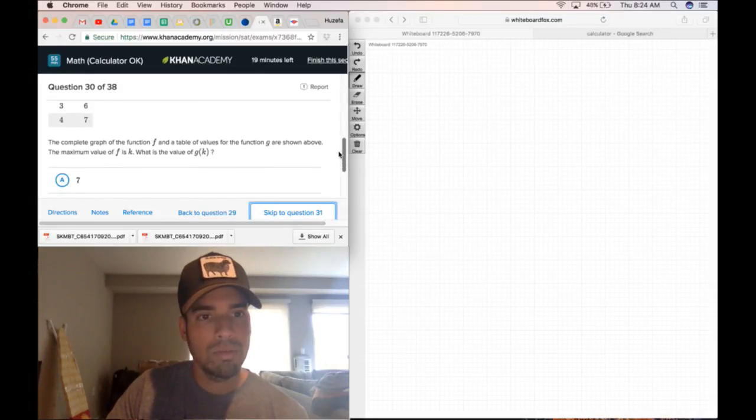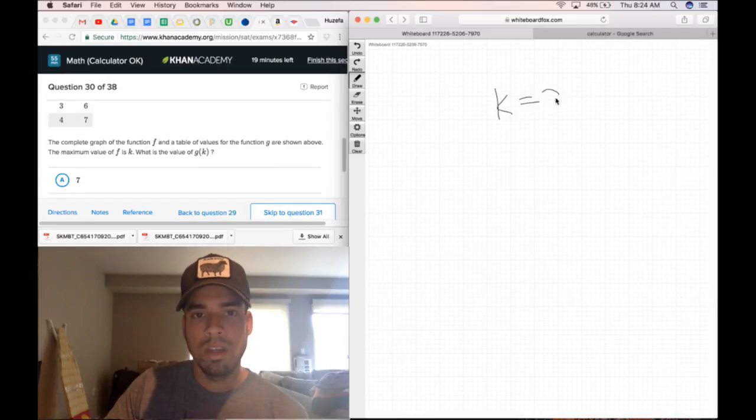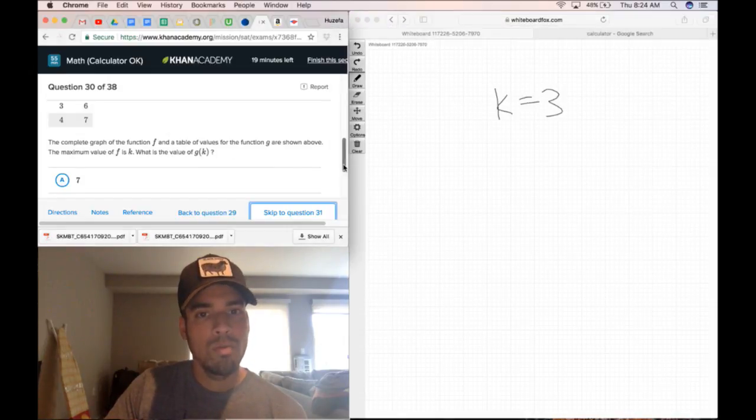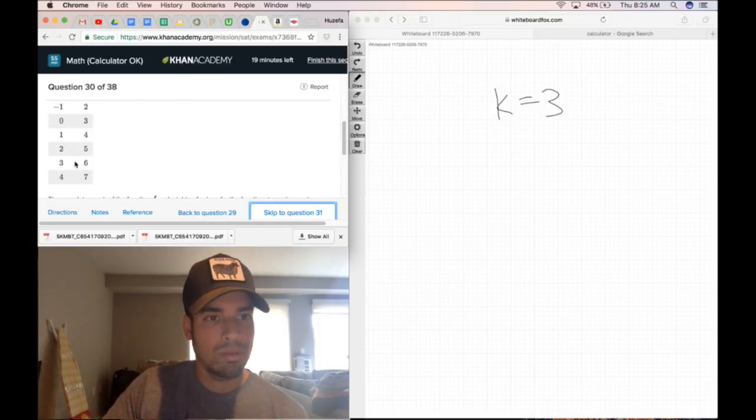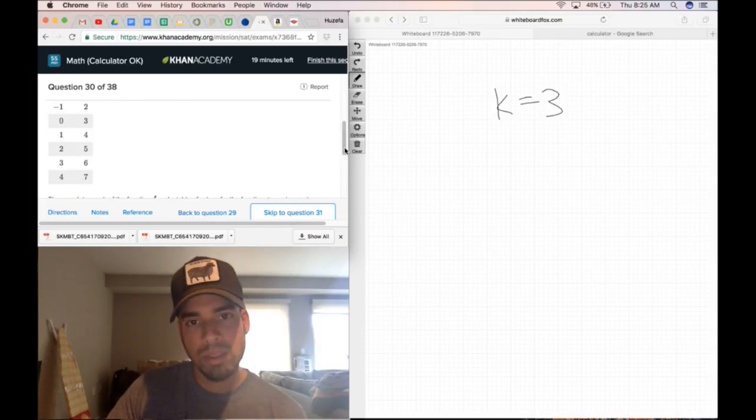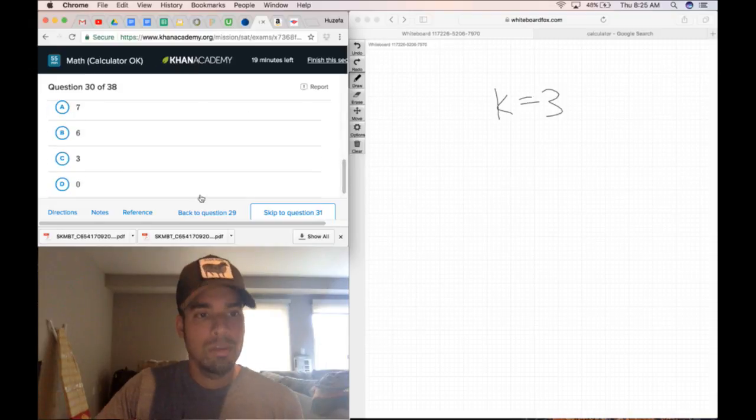So k equals 3. And now they want to know what is g of k, meaning when we plug 3 in for g, what do we get? Let's look at the function. Here we plug 3 in, we get 6. It's simple as that. If you understand the function notation, it's pretty quick.